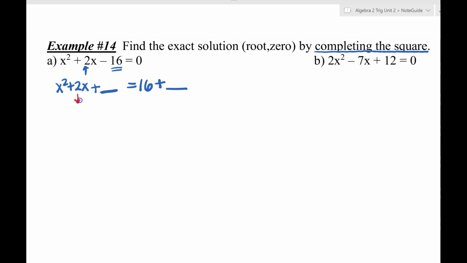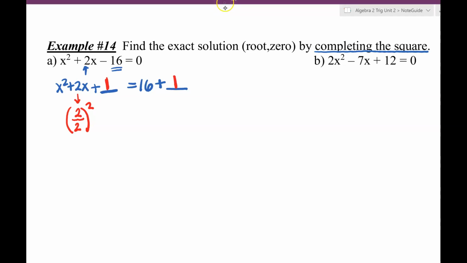So to complete the square, my shortcut, or my formula, was to take that middle coefficient, divide it by 2 and square it. And in this case, that works out to be 1. So the number I'd want to add is 1. If I've added 1 to the left side, I would also need to add 1 to the right side. Okay? So after doing that, I get 17 on the right side.